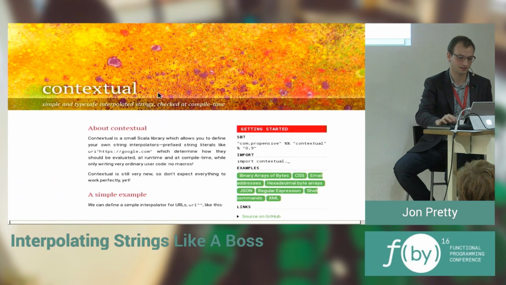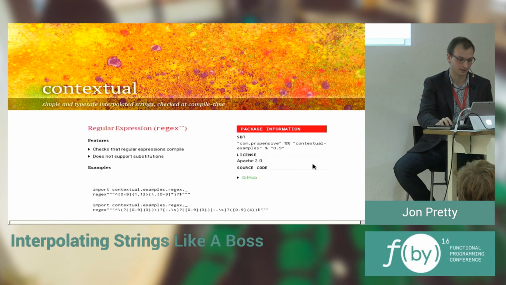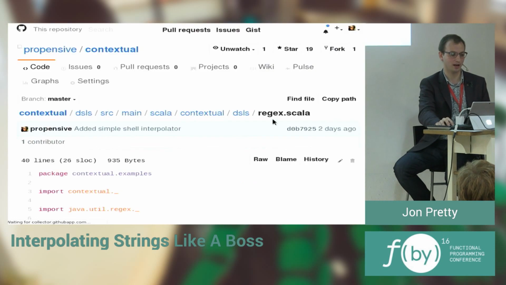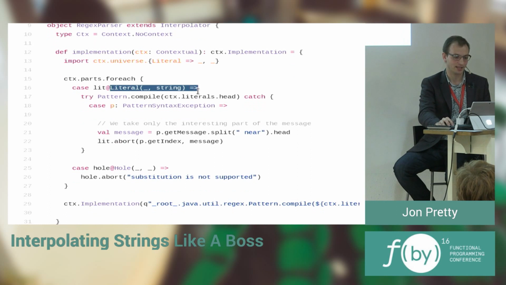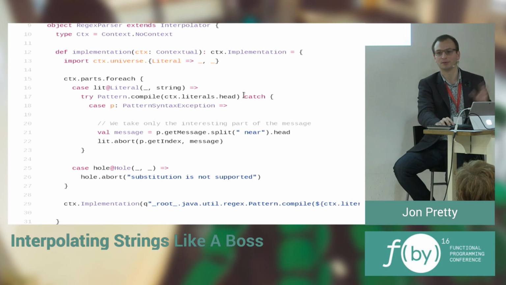let's just go back to the website here. Now, regular expression is an example here. Let's look at the source code on GitHub. It's very much the same. We iterate over the parts of that contextual object. We take the first literal we find, and we try to run Pattern.compile. So anyone who's used Java has probably used Pattern.compile at some point. And at compile time, we compile that pattern.